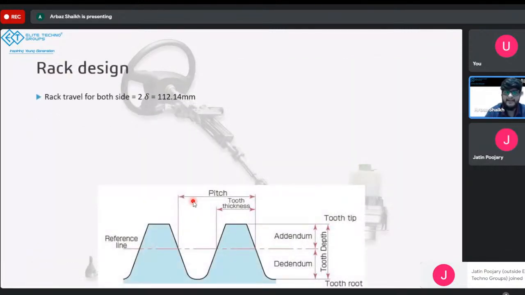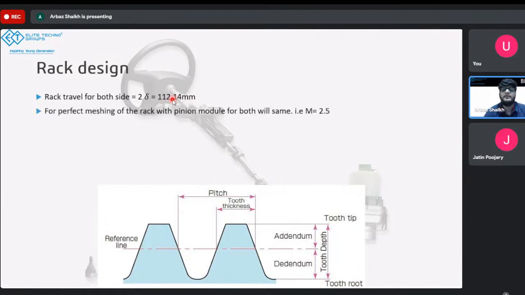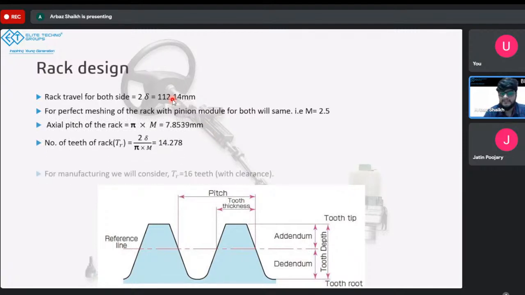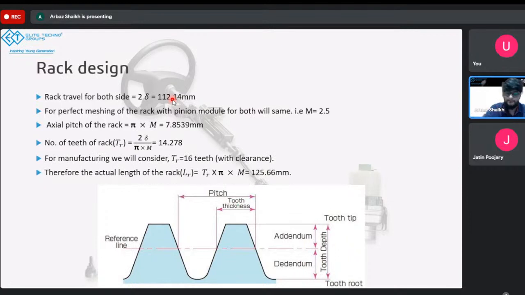And in rack travel, like I said, initially we calculated for one side rack travel, and then we went to two-sided rack travel, which came out to be double of what we had initially calculated. And then we took the same module for pinion and rack. We calculated the actual pitch and number of teeth, and then we rounded off to a higher number to get it with clearance. And then we found out the actual length of the rack. So that came out to be 125.66.